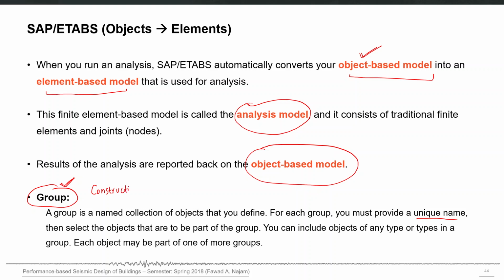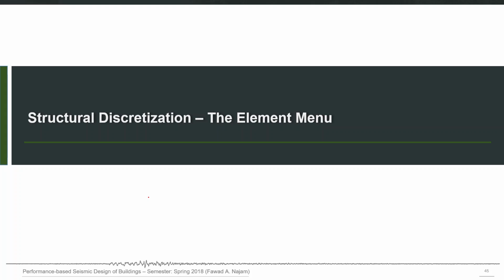In construction sequence analysis, you define different parts of your structure in groups, and the software can apply the gravity load in different steps based on the groups you define. So using this option, you can actually mimic the sequence of application of gravity load as followed in the real construction case. So that's all about structural idealization.